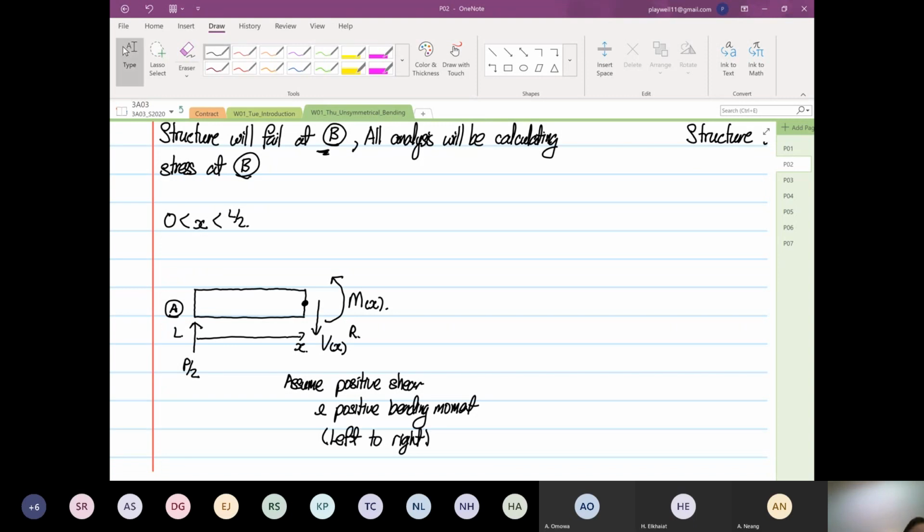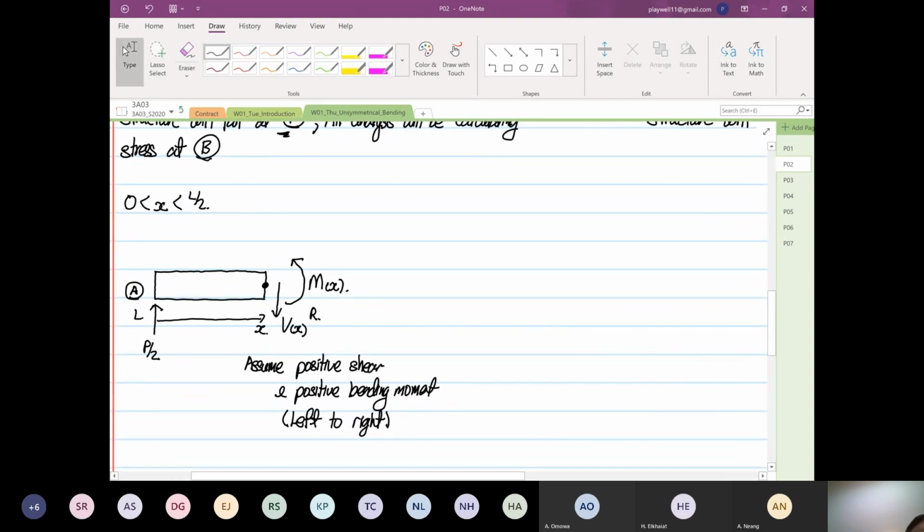Okay, so from here, we are going to do static analysis. Right, so the limits that we are forming the equation is 0 ≤ x ≤ L/2. So this is basically between point A to point B. This is between point A to point B.